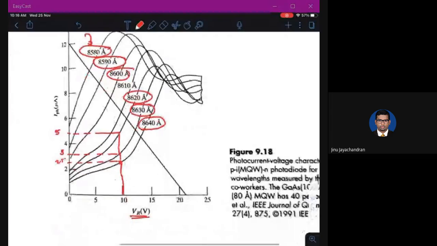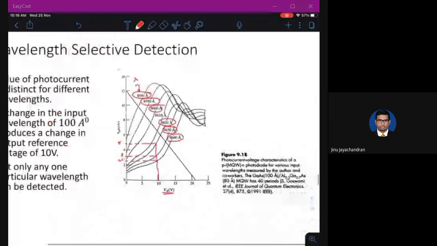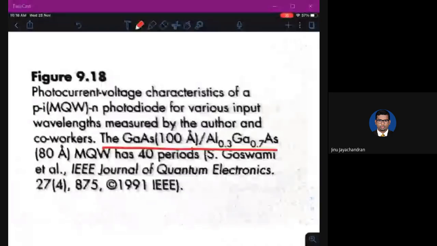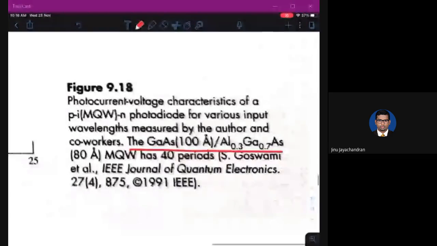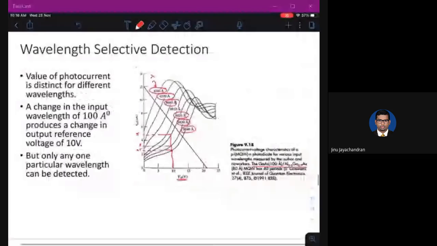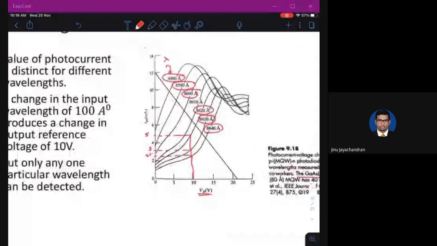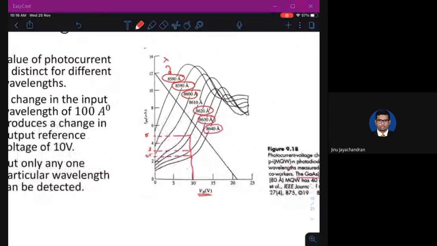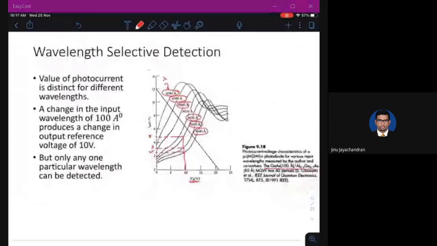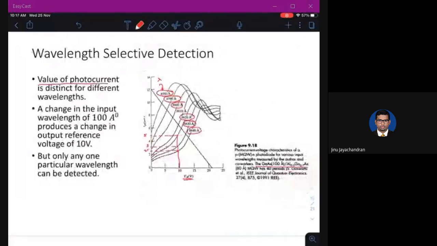Now this is basically for this kind of structure, for gallium aluminum arsenide with an aluminum gallium arsenide substrate, in the ratio 0.3 by 0.7. So in this material, by setting a reverse bias voltage and looking at the photocurrent, you can say what the corresponding incident wavelength is. The value of photocurrent is distinct for different wavelengths. A change in the input wavelength of 100 angstrom produces a change in the voltage of 10 volt.